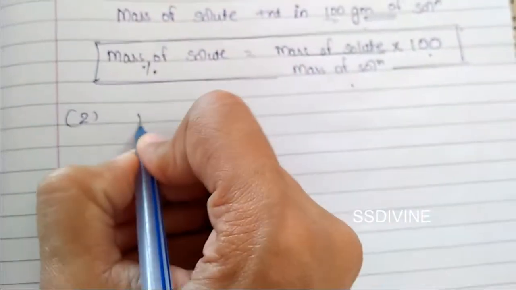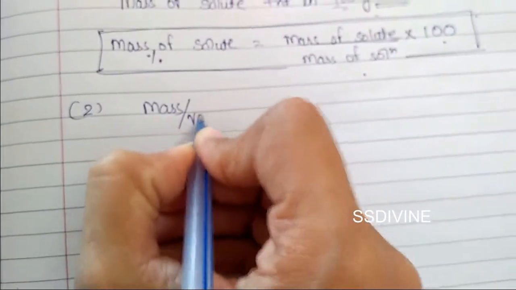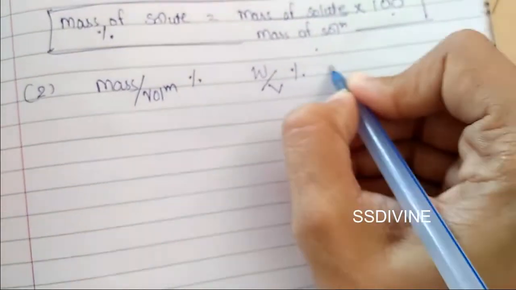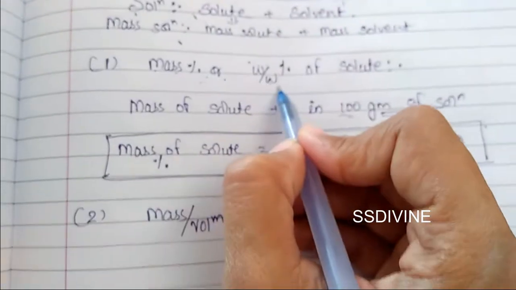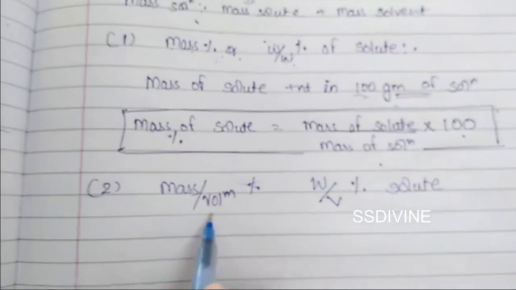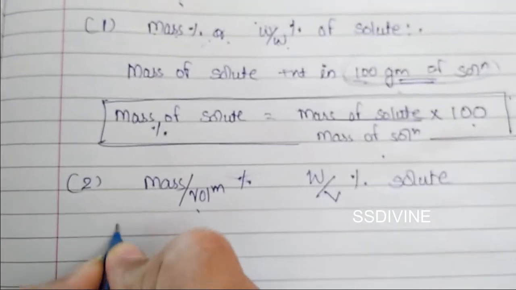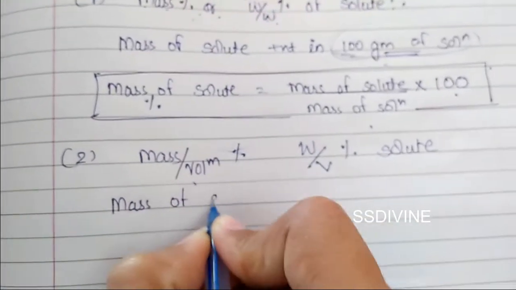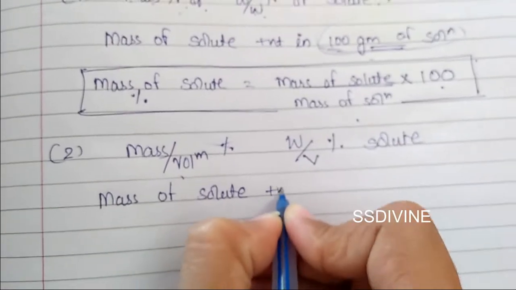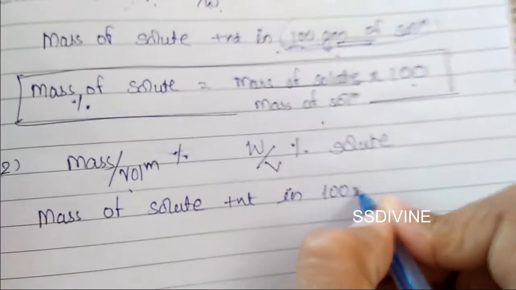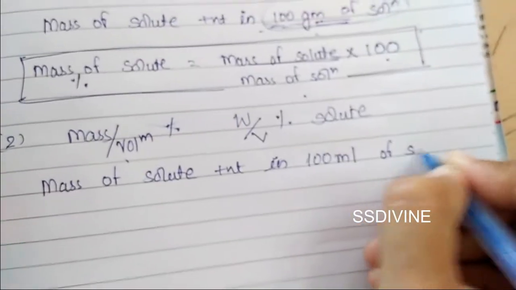The next method is mass by volume percentage, or you can say W by V percentage of solute. So, here we have seen mass by mass, right? Here we are talking about mass by volume. So, the change will be seen over here. Again, the thing is the same. Mass of solute present in, here we were having 100 gram, so here we will take 100 ml of solution.